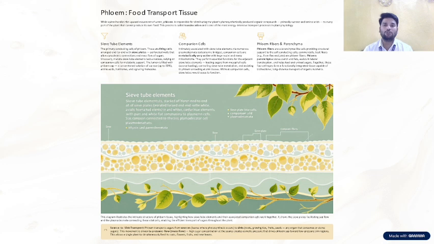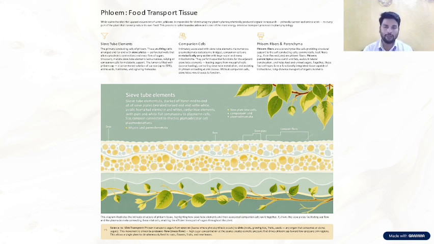Phloem, a food transport tissue. While the xylem handles the upward movement of water, the phloem is responsible for distributing the plant's photosynthetic products, that is organic compounds, primarily sucrose and amino acids, to every part of the plant that cannot produce its own food. This process is called translocation, and it is one of the most energy intensive transport processes in plant physiology.